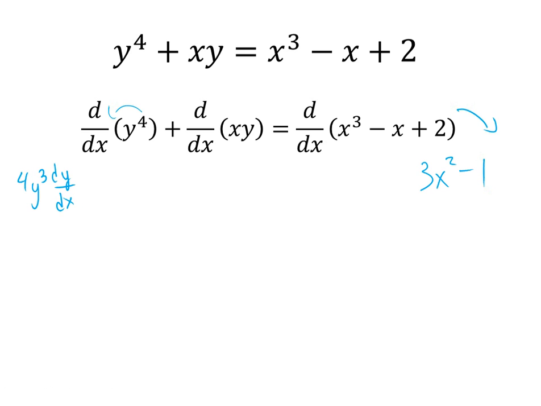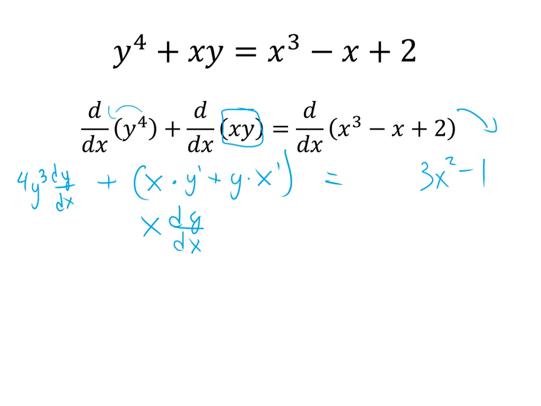So now we're going to look at the middle. Well, we've got a product rule here, x times y, which means we're going to take x times the derivative of y plus y times the derivative of x. Well, the derivative of y is 1 dy dx, so it's going to be x times dy over dx, plus y times 1, because the derivative of x is always 1.